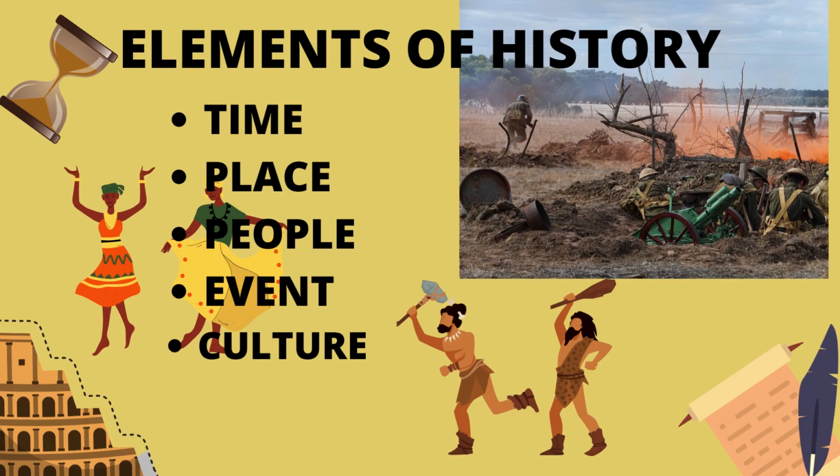Before we go any further, we have to look at the elements of history. When we are trying to study history, we must look at the following 5 elements: time, when did it happen, place, people, events, and the culture that we're studying.